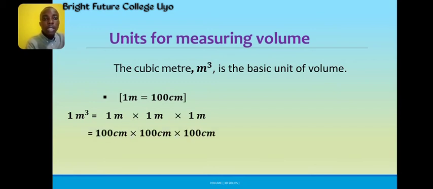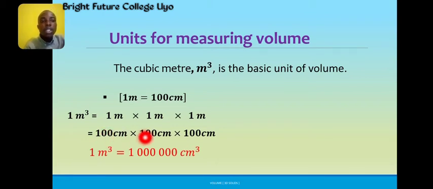So bring it down now. 1 meter is 100 centimeters, 1 meter is 100 centimeters, 1 meter is 100 centimeters. Put all these together now. You have 1 meter cube is equal to 1 million centimeter cube.